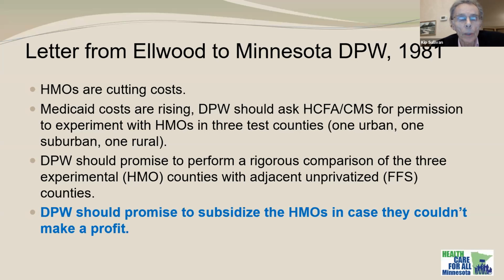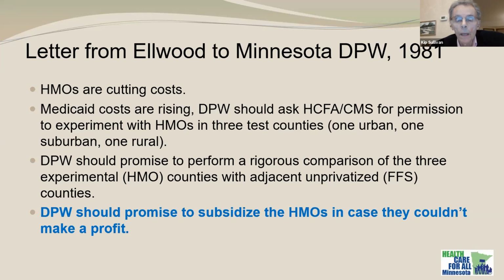Here at page 17 is what they proposed. "There is a possibility that benefit levels may need to be reduced in the HMO counties because existing per capita payments to the HMOs may prove insufficient to cover the full scope of Medicaid services." DPW proposed to experiment with HMOs in Hennepin, Dakota, and Itasca counties. Amazingly, HCFA approved DPW's application to conduct a 3-year experiment over the calendar years 1986, 1987, and 1988.